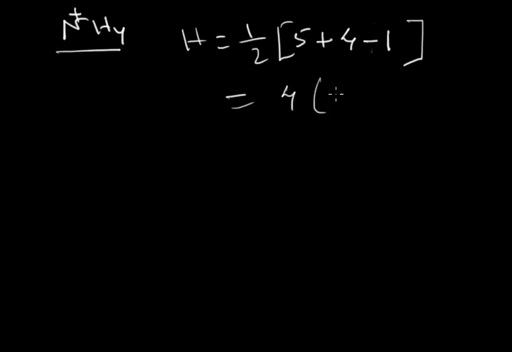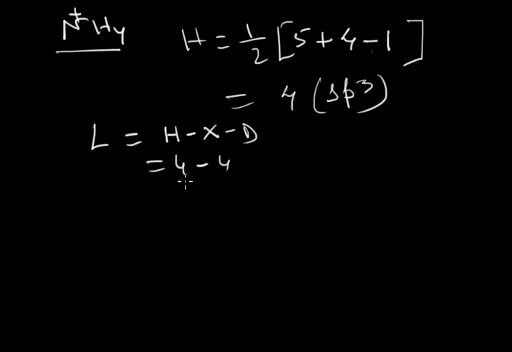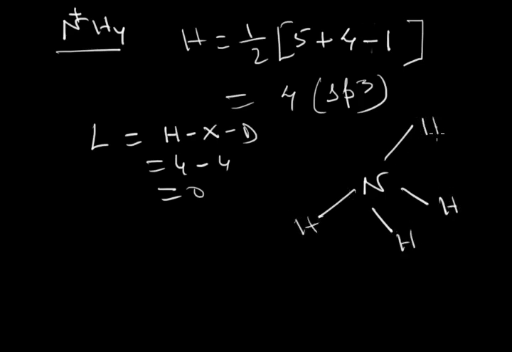and that means the state of hybridization is sp3, and the number of lone pair electrons is L equal to H minus X minus D. So it is 4 minus 4, because divalent atom is absent, 0. So the shape of the molecule is tetrahedral, and the 4 positions are occupied by 4 hydrogens, one of which is positively charged. Shape is tetrahedral.